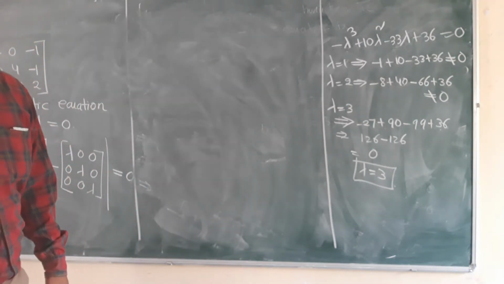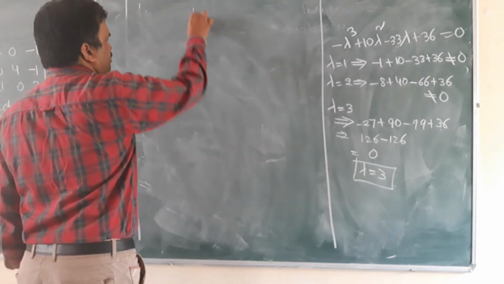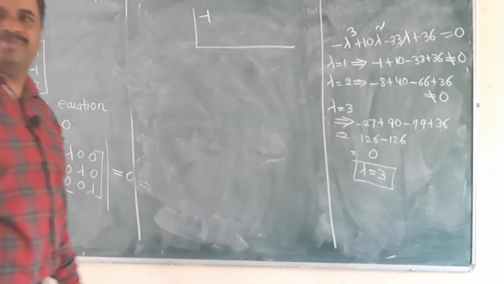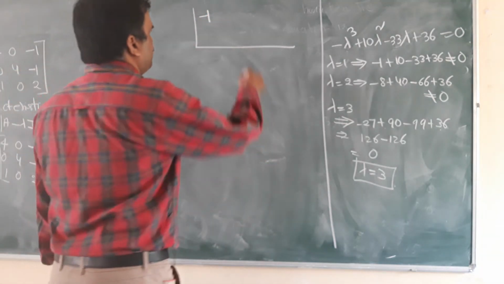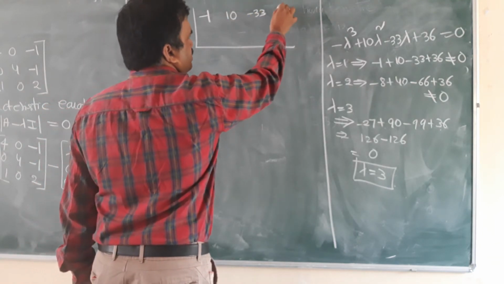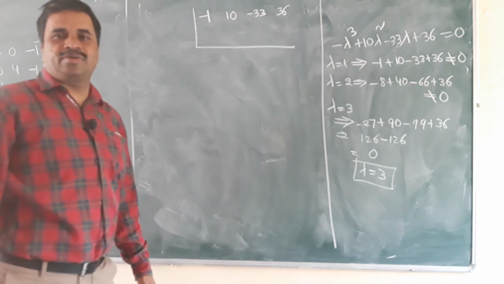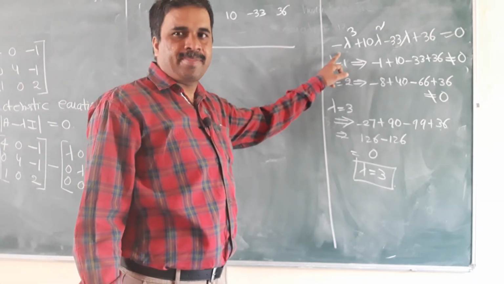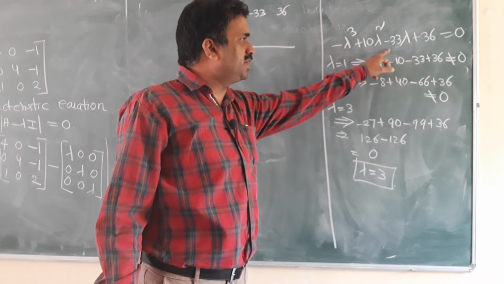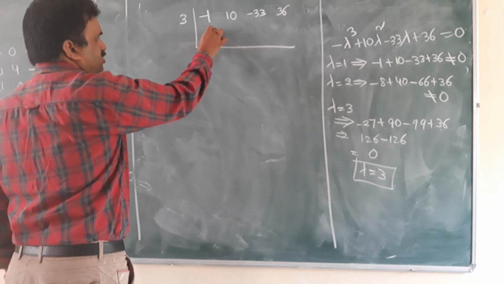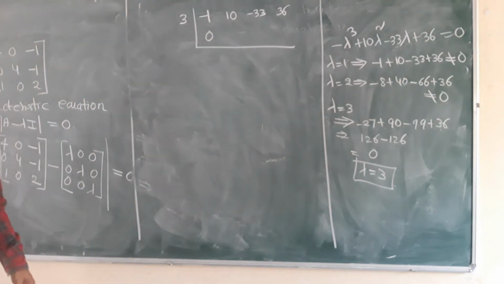Lambda is equal to 3 is the root. Now the synthetic method. The polynomial here is minus 1 lambda cube plus 10 lambda square minus 33 lambda plus 36. I wrote just the coefficients of degree 3: minus 1, 10, minus 33, 36. Now we already have the root lambda equal to 3, and keep 0 here.